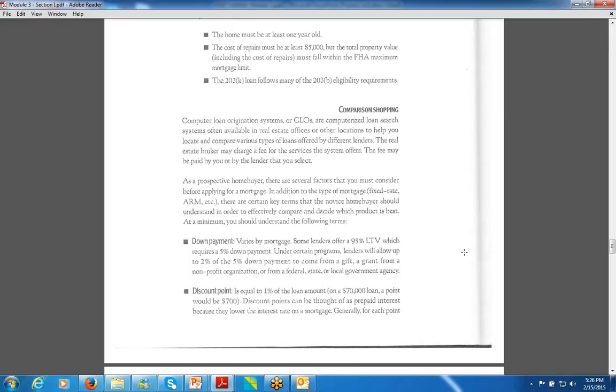Some will have a discount point. What's a point? A point is a fee. A point is 1% of the loan. Okay, so if I got a $100,000 loan and they charge me one discount point, that means I got to pay a $1,000 fee to get the loan. If it's 2 discount points, I got to pay 2. Okay, but that is a fee for getting the loan.